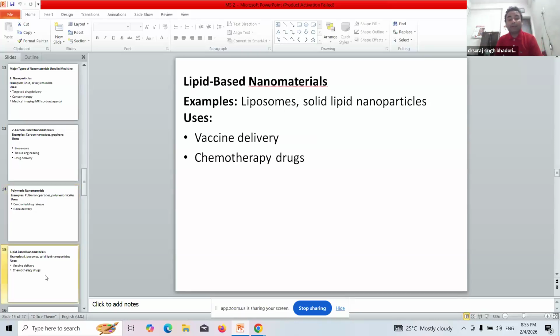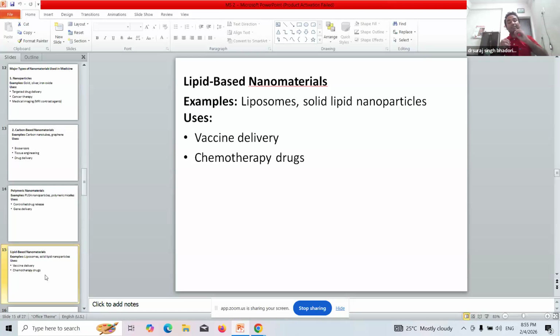The next is the lipid based nanomaterial. The lipid based nanomaterial, generally these are the examples of liposomes, solid lipid nanoparticles, and these are generally used for vaccine delivery, chemotherapy. So this is the basic aspect of lipid based nanomaterial because we want a media. What is lipid? Lipid is a media. So for any drug delivery, we want that media, and that media should not affect the drug property. That is the basic aspect of lipid based nanomaterial.